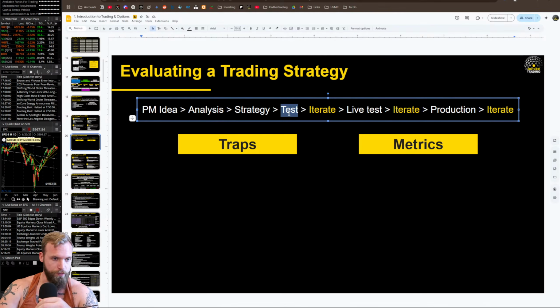And then once you finish this process in a paper trading sense, then we can move to a live variation of this and then an actual full scale trading utilization of this. So this here is the same as this here, which is the same as this here. It's just at different stages.